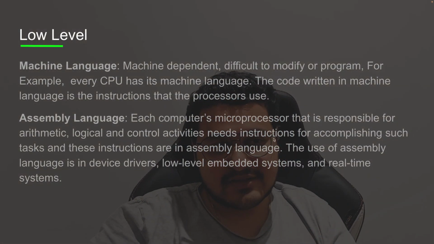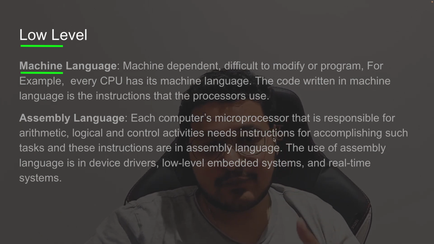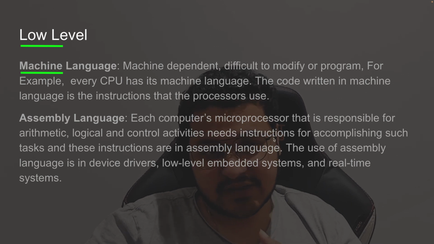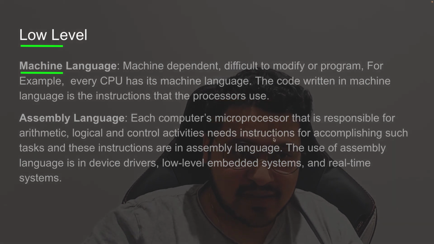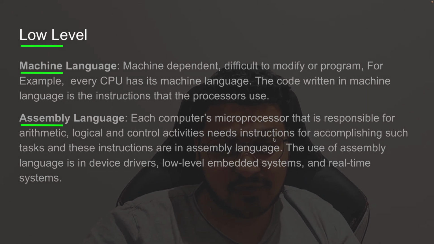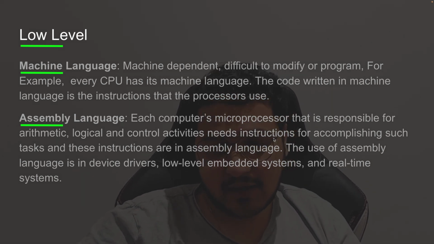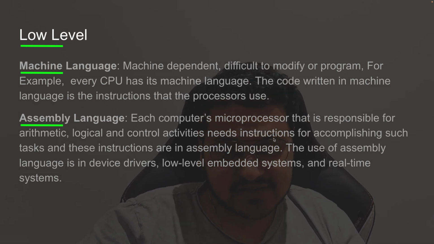So let's understand a little more in terms of definition what exactly these two mean. Low level language is like a machine language, which is difficult to modify or program. For example, every CPU has its machine language. The code is written in machine language and the instructions that the processor uses. Second is assembly language. Each computer's microprocessor, which is responsible for arithmetic, logical, and control activities, needs instructions for accomplishing such tasks, and these instructions are in assembly language. The use of assembly language is in device drivers, low level embedded systems, and real time systems.